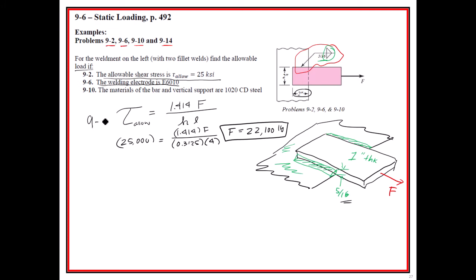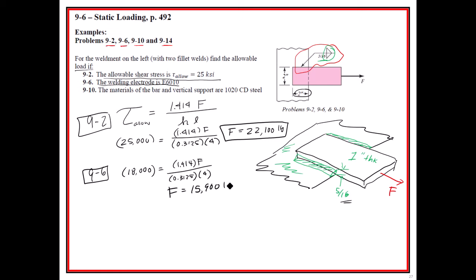So this was problem 9.2 here. For problem 9.6, we set this to 18,000 psi right here, and we have 1.414 F over 0.3125 times 4, and then F is now going to be equal to 15,900 pounds. Okay, then we move on to problem 9.10.